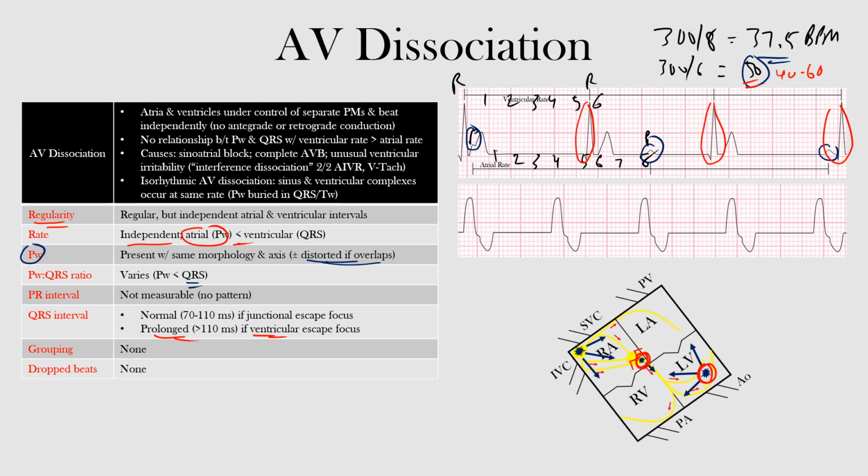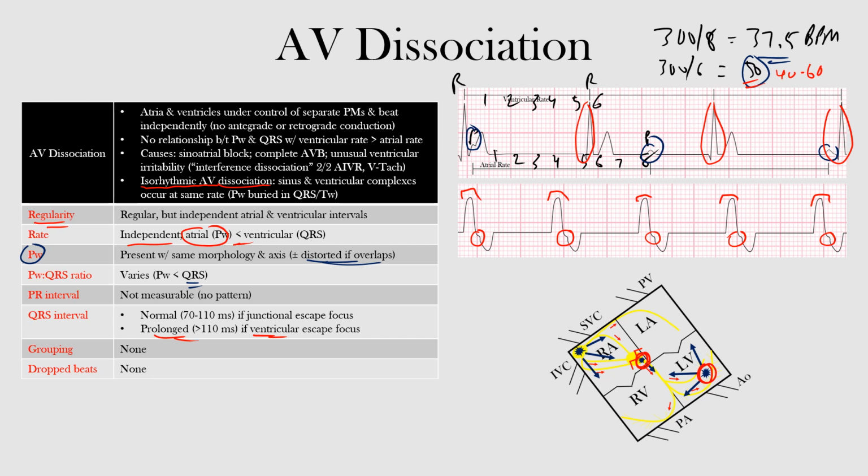So if you look here, what we're seeing is this isorhythmic AV dissociation. We have sinus and ventricular complexes occurring at the same rate. So if you imagine, here are our ventricular complexes, this one here, okay, occurring at normal intervals, but then if you imagine these as P waves that are buried within it, occurring at the same rate, we call that isorhythmic AV dissociation. Wide complexes because it's originating within the ventricles, and then we have our P waves occurring at normal rates, okay, so that's called isorhythmic AV dissociation.